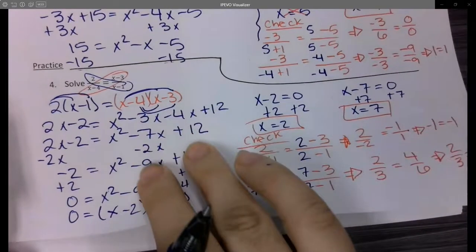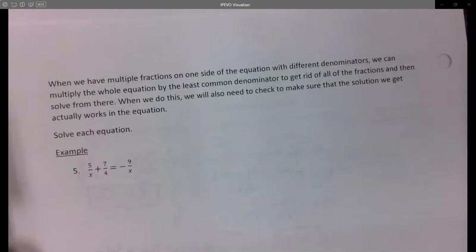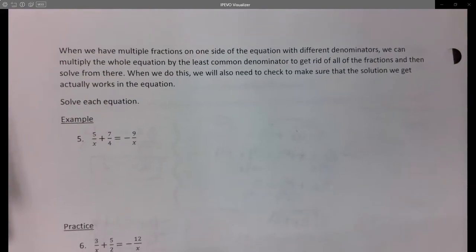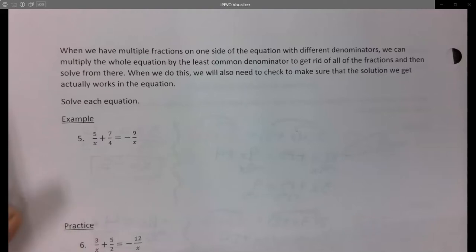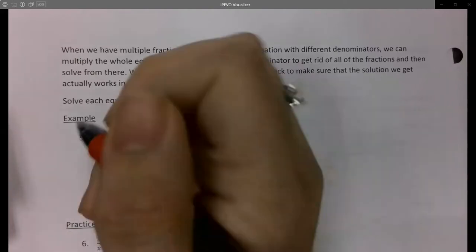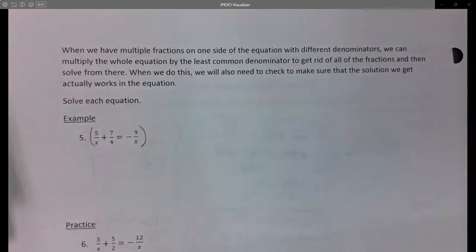Okay, so I'm going to move on to number 5. So when we have multiple fractions on one side of the equation with different denominators, we can multiply the whole equation by the least common denominator to get rid of all of the fractions, and then solve from there. Again, when we do this, we need to go ahead and check our answers to make sure they actually work in the equation. So on number 5, what numbers do I have on the bottom of this fraction?